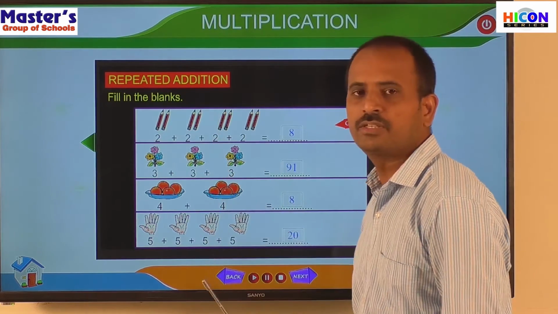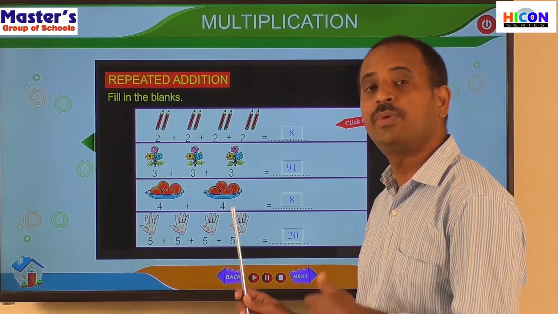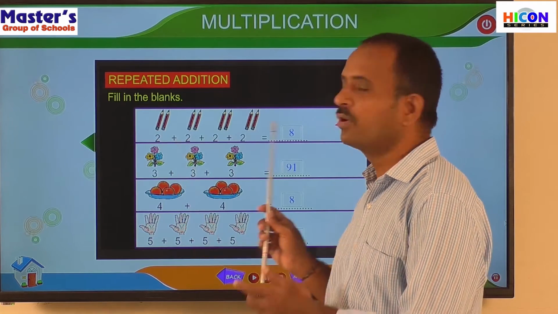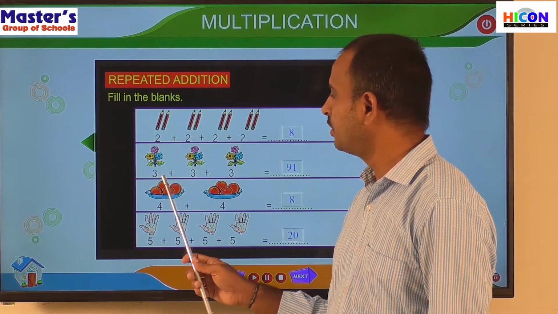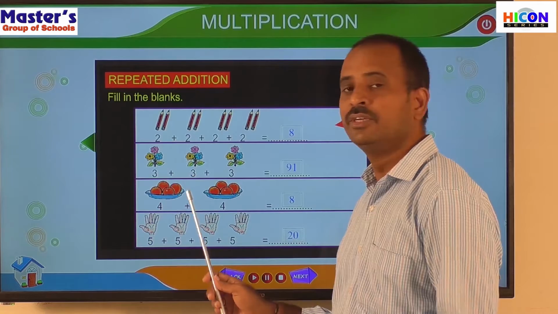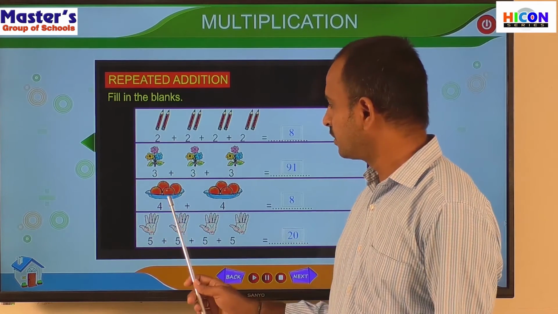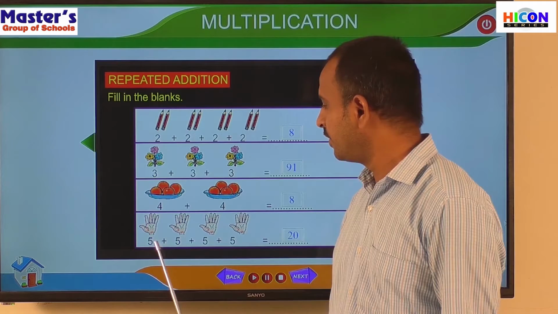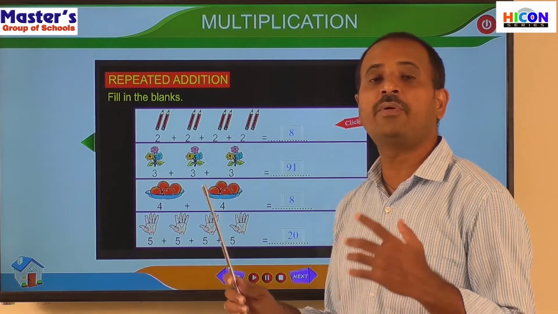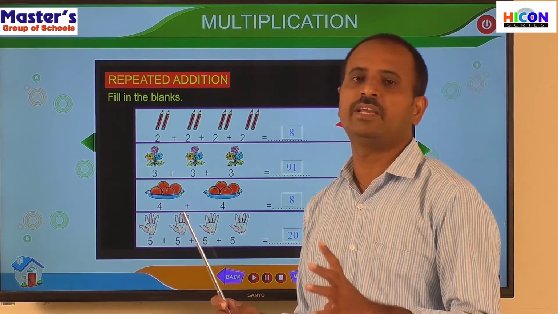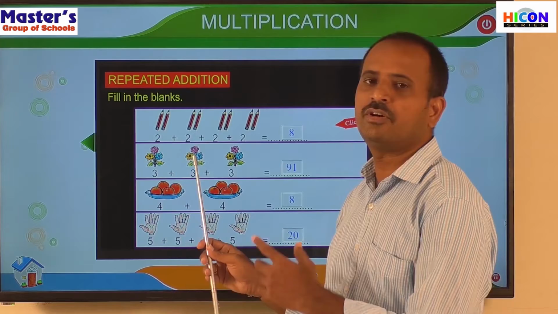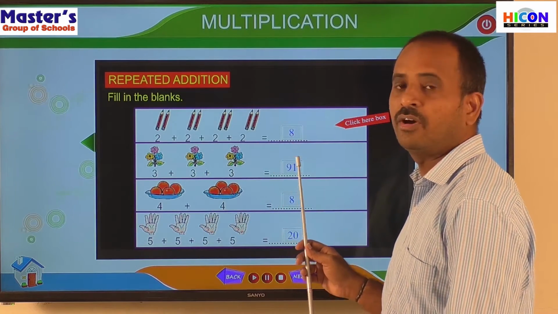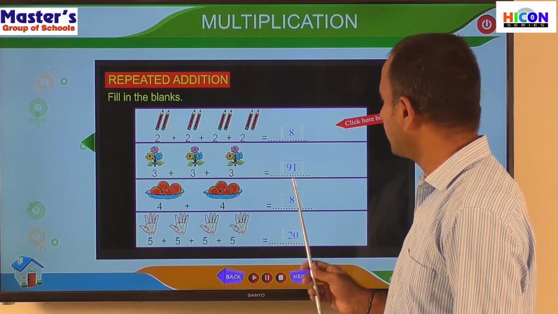So in all these examples, we have added a number repeatedly. In the first case, we have added the number 2 4 times. In the second example, we have added the number 3 times. And in the third example, we have added the number 4 2 times. Whereas in the last example, we have added the number 5 4 times. So this repeated addition of any number is called multiplication, and on multiplication, we will get the answer.